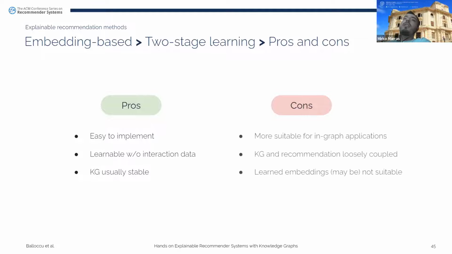However, the entity embedding optimized by knowledge graph embedding models is more suitable for in-graph applications like KG completion. And since the KG module and the recommendation module are loosely coupled, the learned embeddings may not be suitable for recommendation tasks because they are not optimized jointly.